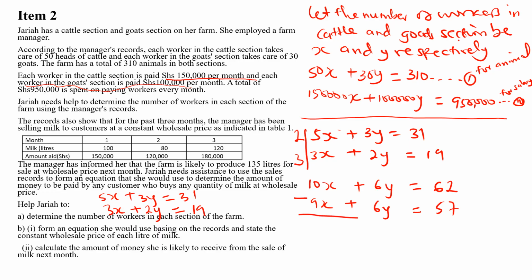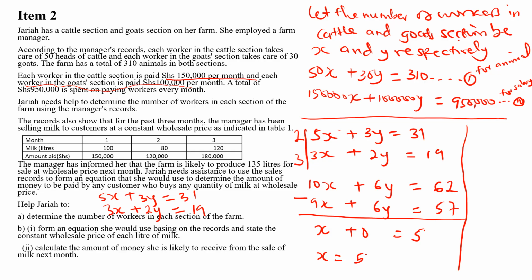So you come and subtract those equations. Here we shall have x, because 10x minus 9x, I get 1x. Then 6y minus 6y, I get 0. Then is equal to 62 minus 57, I get the answer as 5. So we shall have our value of x as 5. Now, after getting the value of x as 5, please go ahead and ask yourself, I have here my equation.